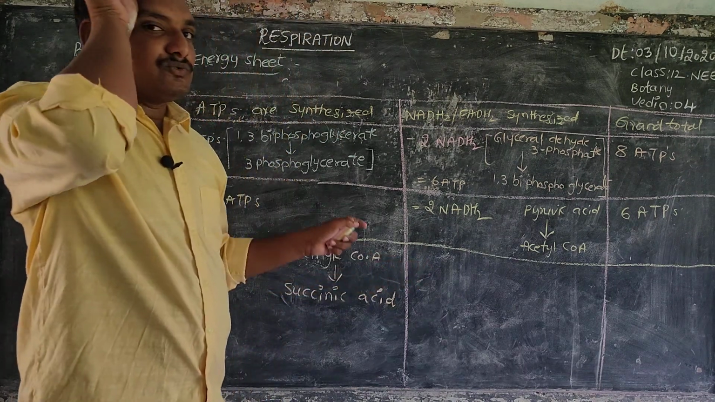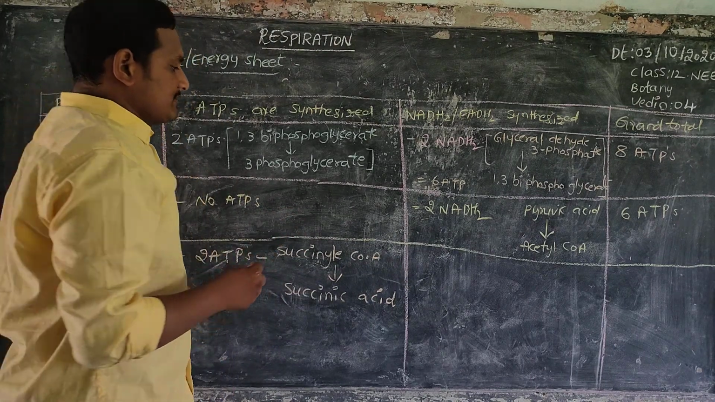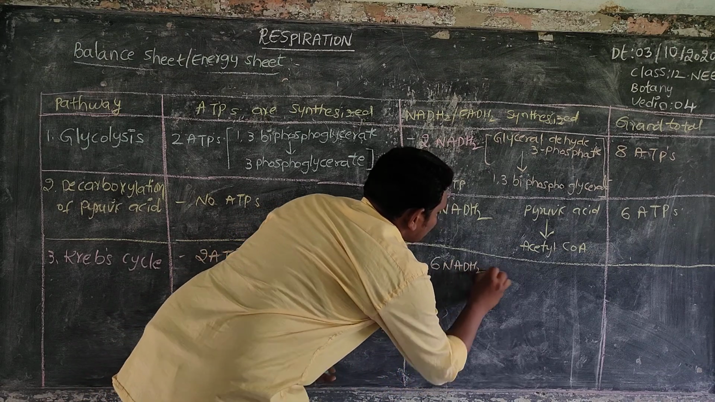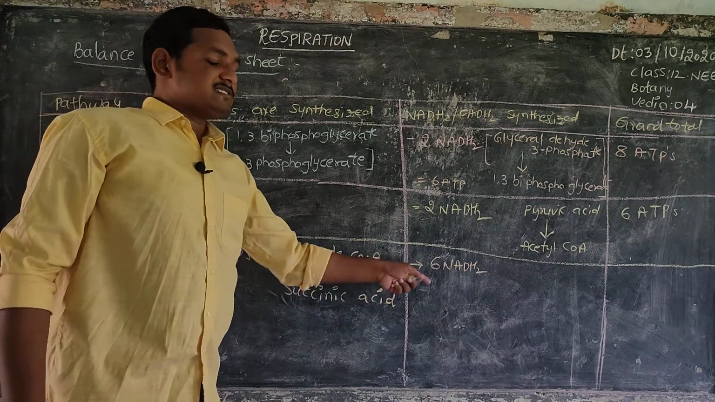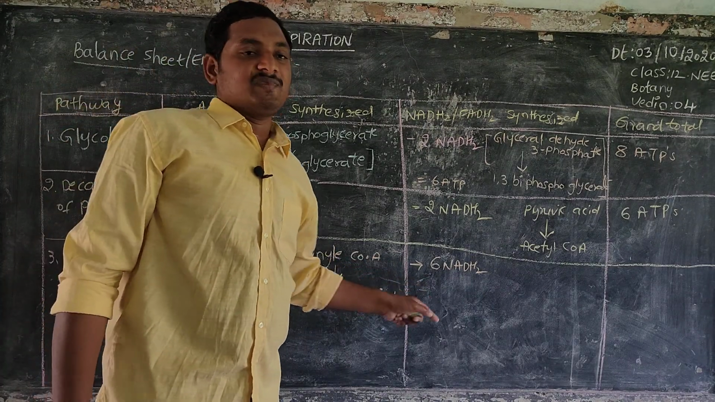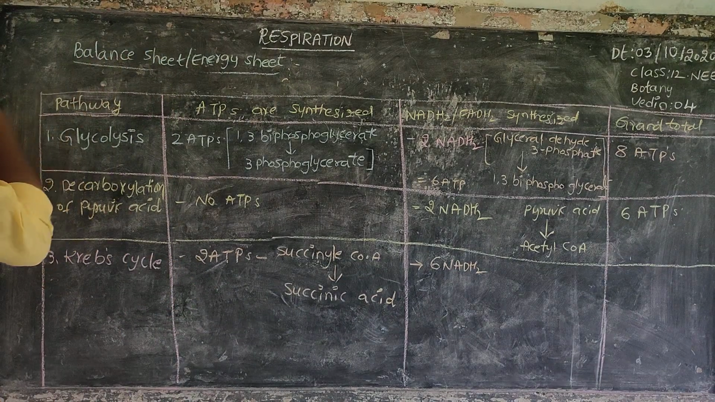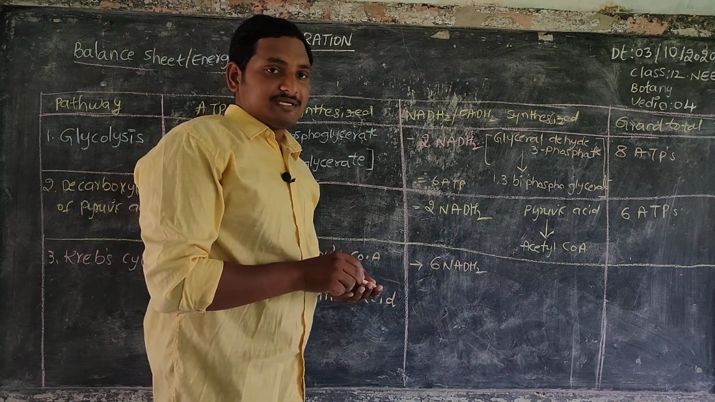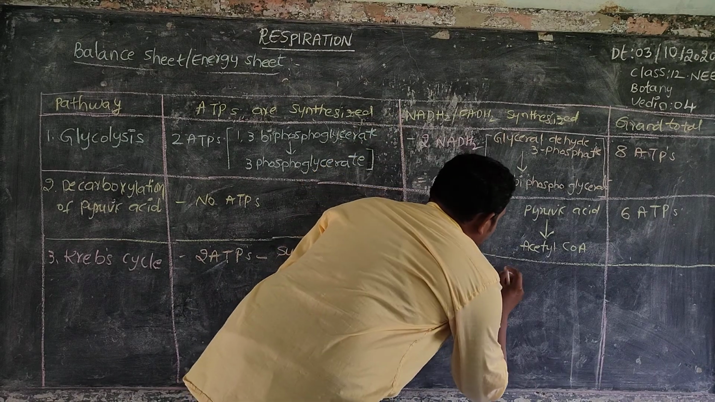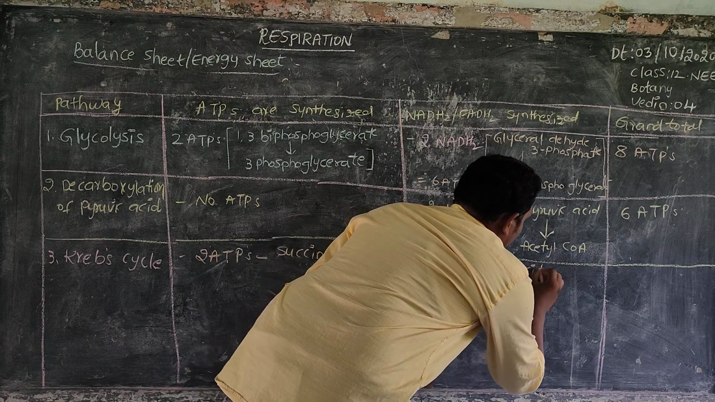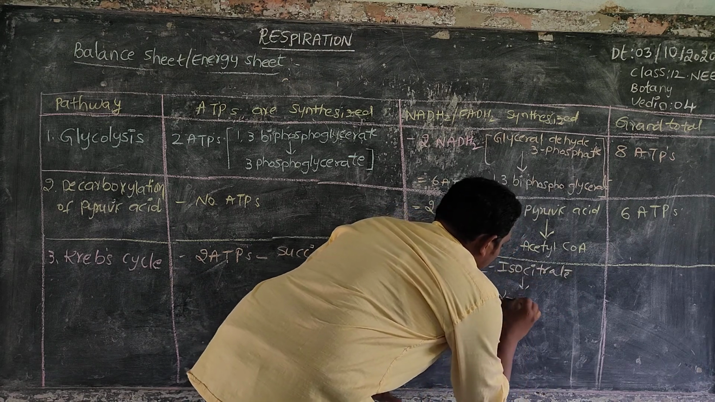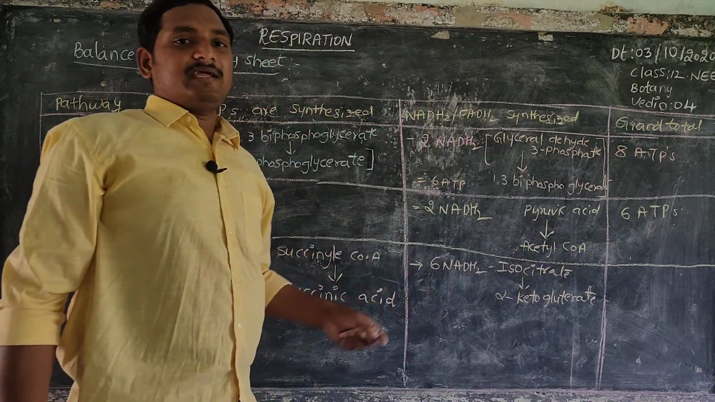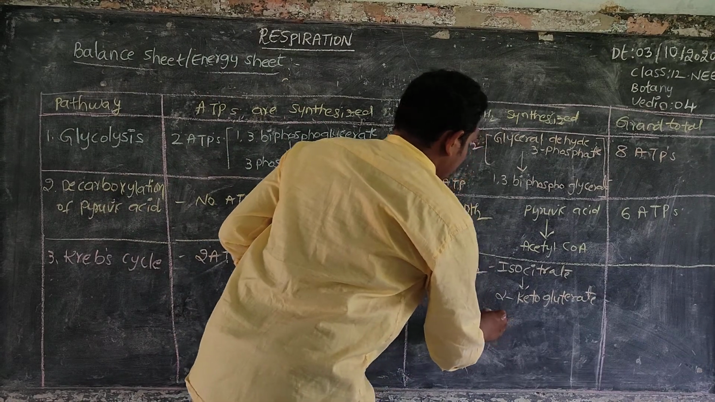And 6 NADH2s we are getting. Where are these 6 NADH2s coming from? Mainly from isocitrate changing into alpha ketoglutarate. Here 1 NADH2 we are getting.